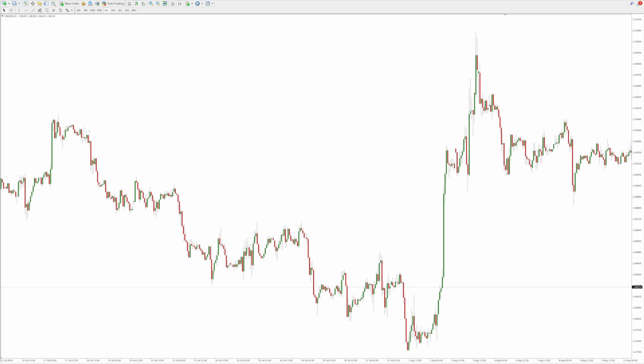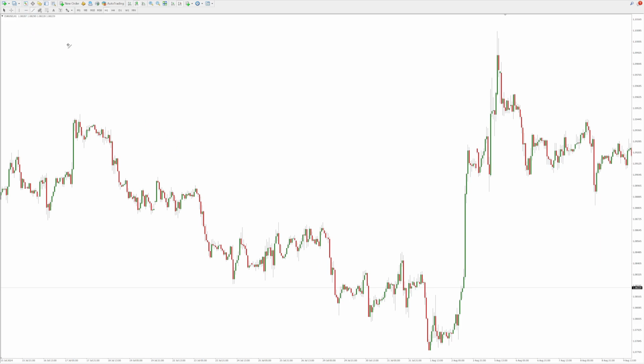Hi traders, and welcome to my video on the bear trap trading strategy. I'm going to show you how you can use this reversal strategy to capture moves such as this one for almost 200 pips. So how does the bear trap strategy work?